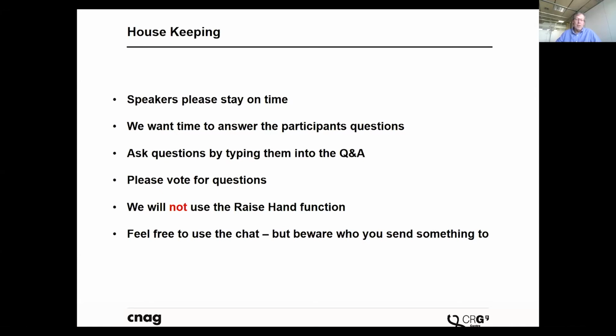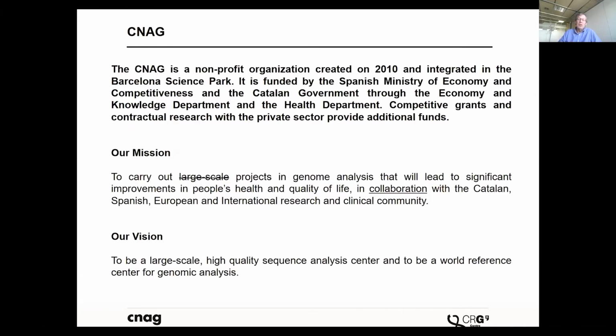Okay, so what I'm going to do first is give you a little bit of an overview of CNAG and what we actually do. Just to say what our mission is: we are meant to carry out large-scale projects in genome analysis that will lead to significant improvements in people's health and quality of life. And obviously, in biogenome projects, the environment is a very important factor in the quality of our lives.